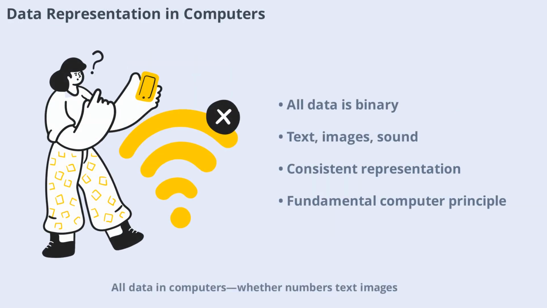All data in computers, whether numbers, text, images, or sound, is ultimately represented as binary numbers. For example, the letter A is stored as 1000001 in binary. This consistent representation allows computers to process diverse types of information using the same basic principles. Understanding this is key to grasping how computers work at a fundamental level.